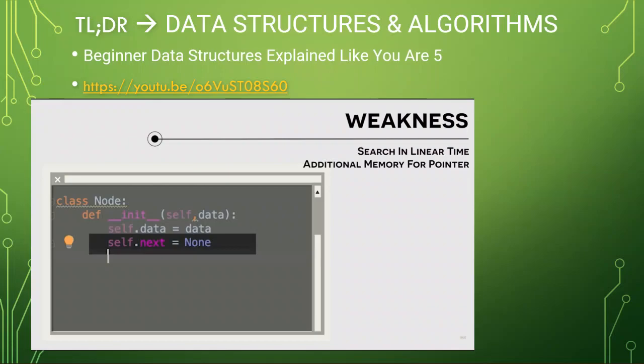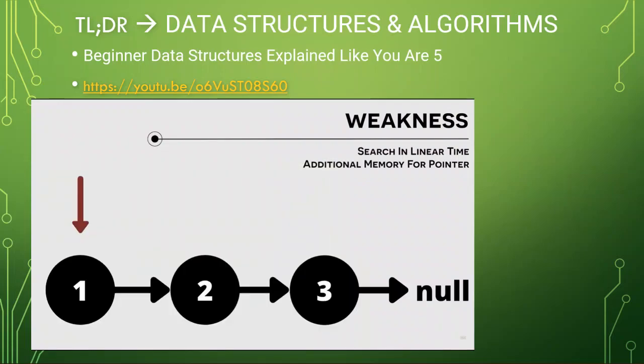Because linked lists have pointers, you have to use extra memory to store the pointers. Another disadvantage of a linked list is that searching is kind of annoying. Just like with an array, searching through a linked list to find a specific item can be difficult. You have to go through every single element until you find your target, and this happens in linear time.